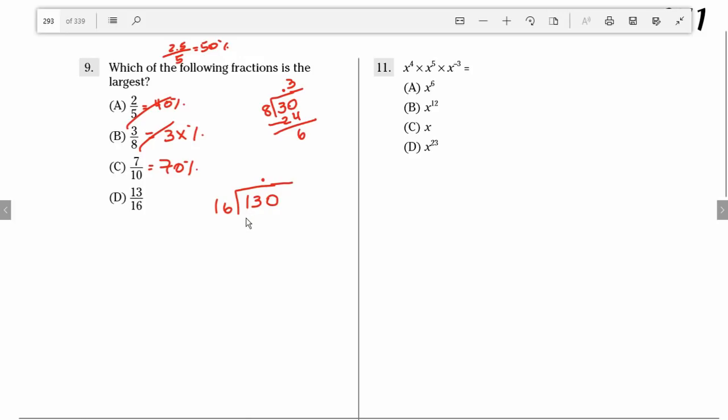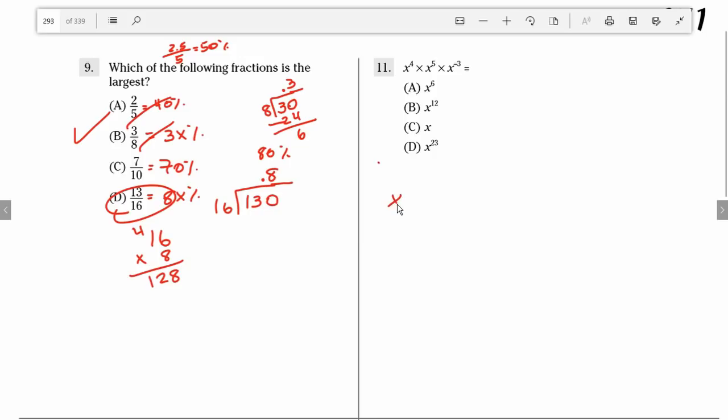So what times 16 is going to get us close to 30? 16 times 10 would get us 160. 16 times, let's do 16 times 8. 8 times 6 is 48. 8 times 1 is 8, plus 4 is 8, 9, 10, 11, 12. That gets us very close. So we know that this is going to be 0.8, which is going to be 80%. So we know this one is 80% something, which is bigger than 70%, and we're done. Again, don't waste time working these out fully if you don't need to.